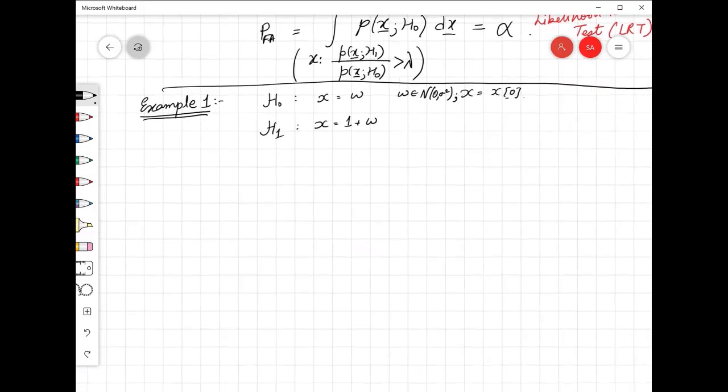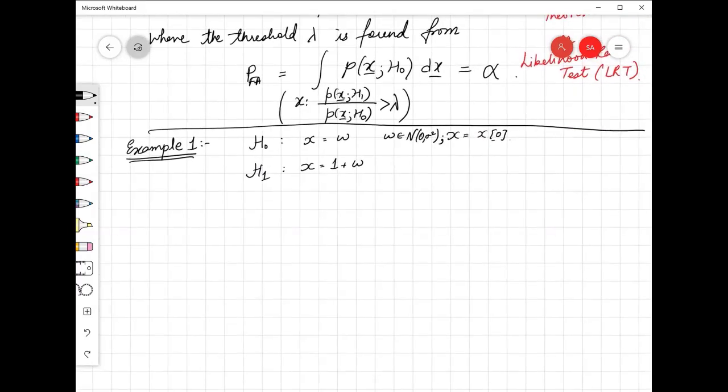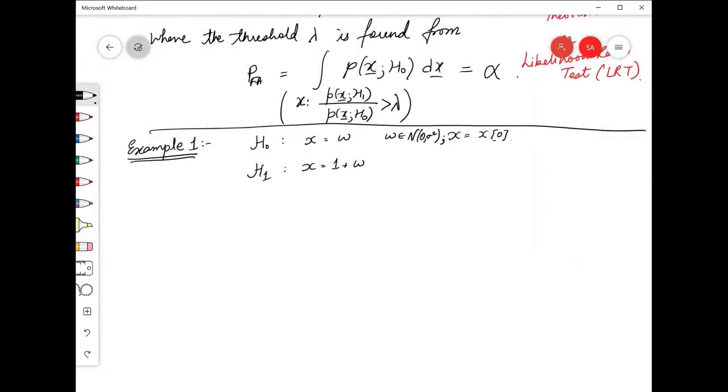So what I have to do is solve this equation first, probability of false alarm is equal to alpha. From here, I am going to get the value of lambda, which will provide me the LRT statistic. Okay, the likelihood ratio test statistic, lambda, that I'm going to get from this equation. Now, how do I solve such kind of equations?